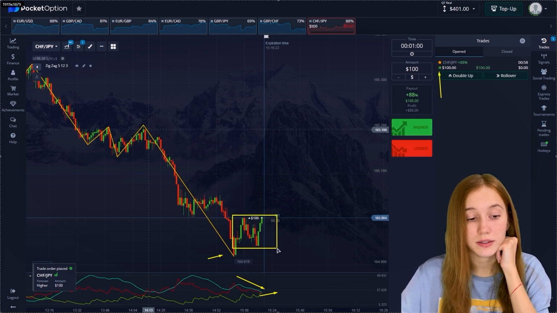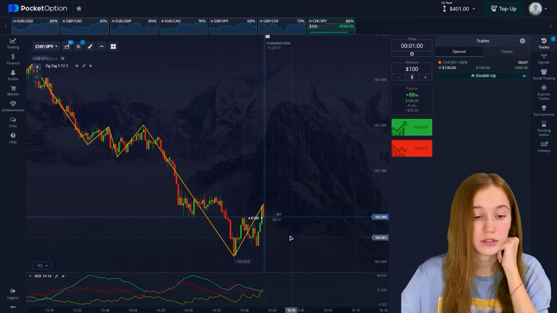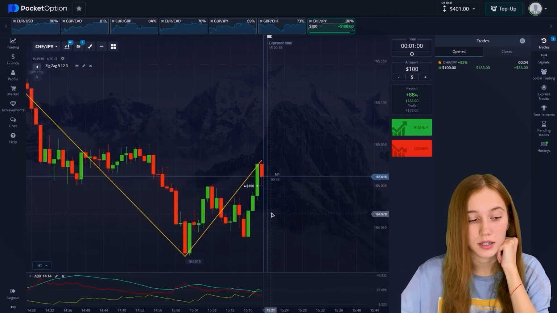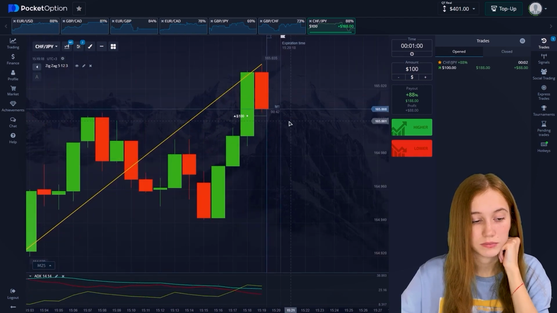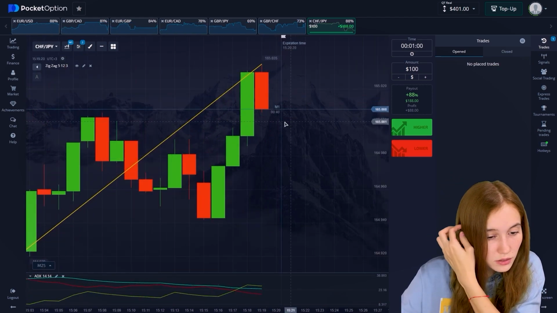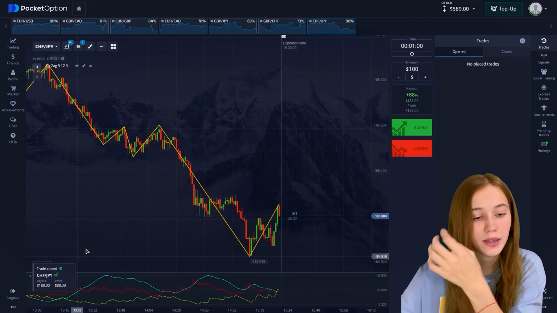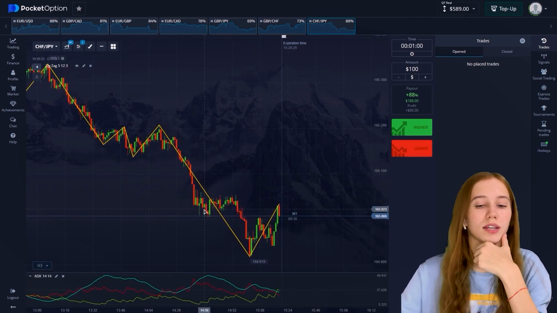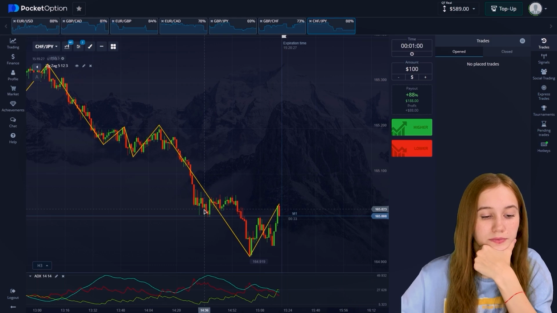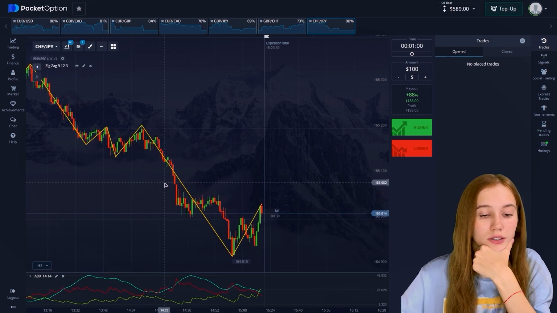Intensity is decreasing. We see consolidation. There are 5 seconds left, and we zoom in. Plus deal. Profit is $88. Good.